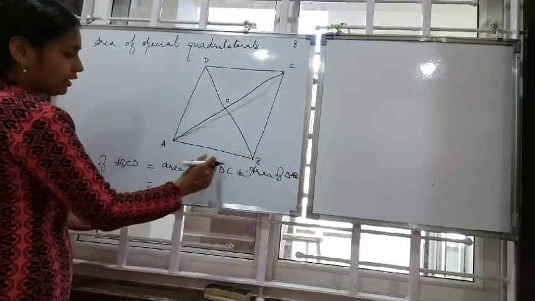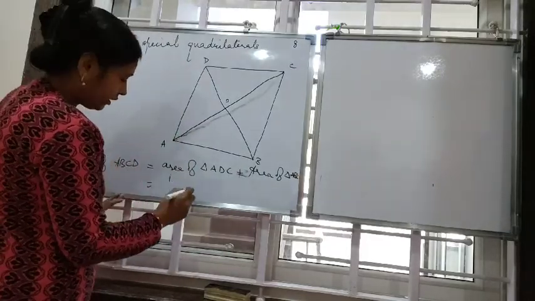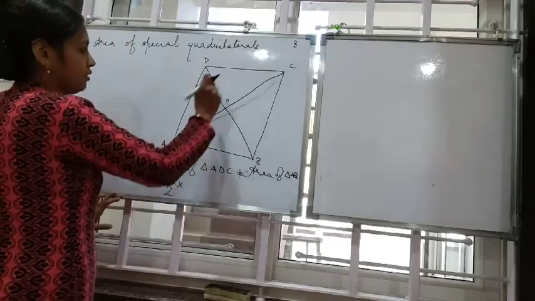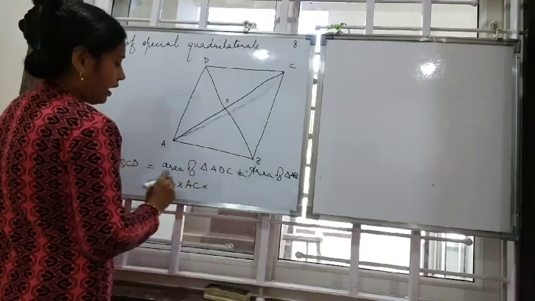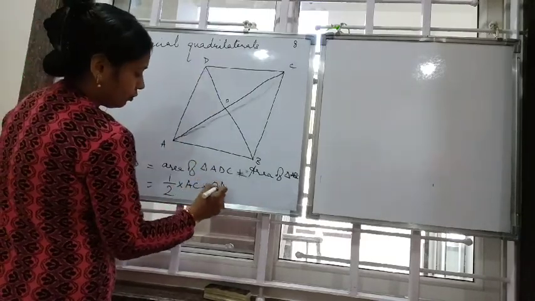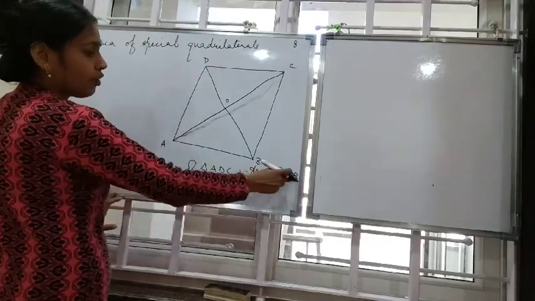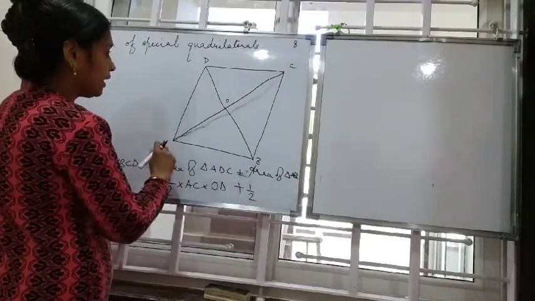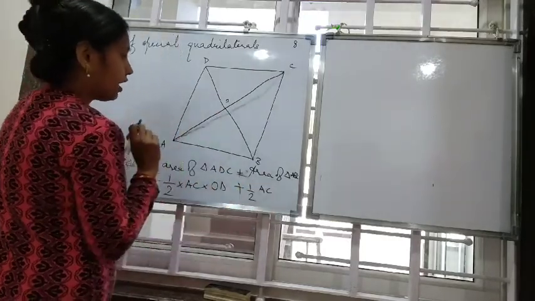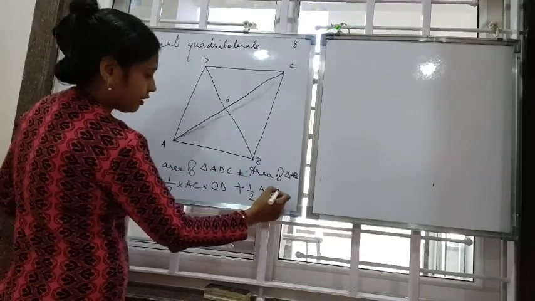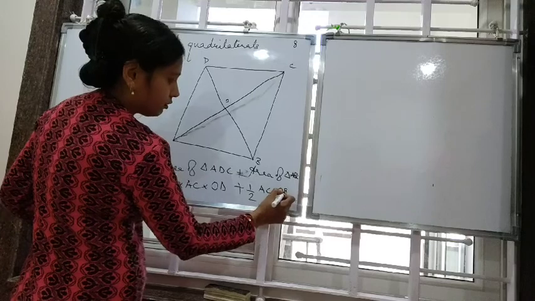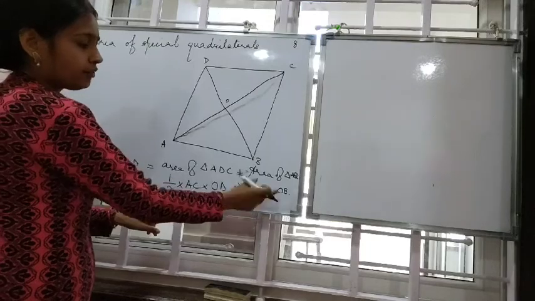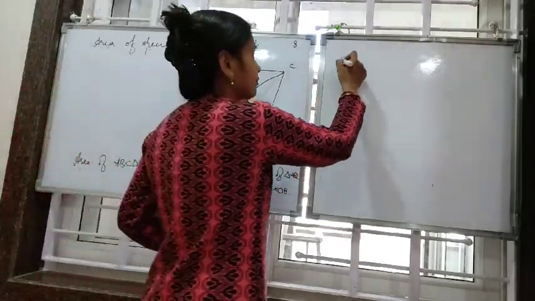Yes, area of triangle ADC is half base into height, correct? So half base. Who's the base? AC is the base. And what is the height? OD is the height. Then area of ABC, again half base into height, so half. Then what is the base? AC is the base. And what is the height? OB is the height. Half AC, and half AC is common, so we take it out.